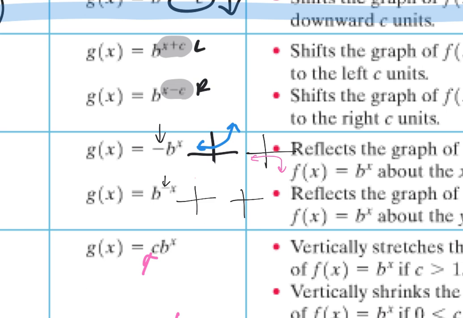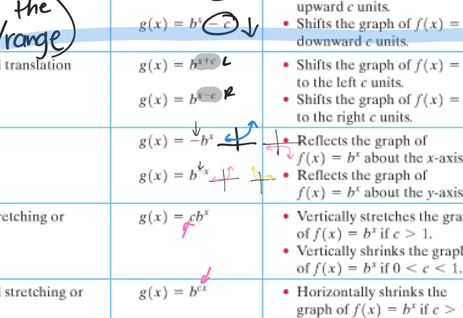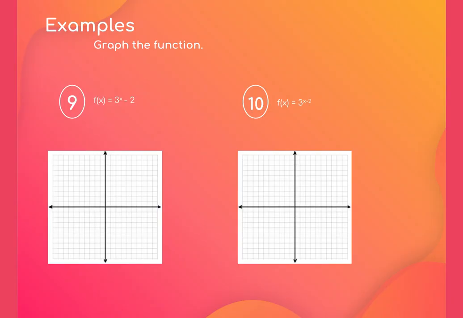The negative in the exponent flips it over the y-axis, so instead of going this way, it goes that way. That one you find by plotting points too. Yeah, most of this you figure out by plotting points.